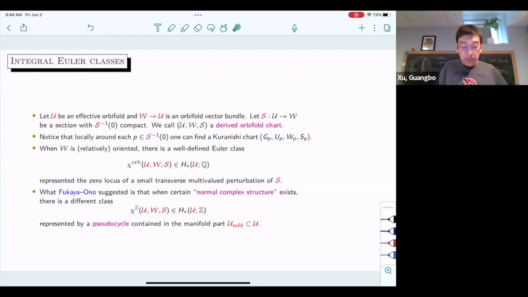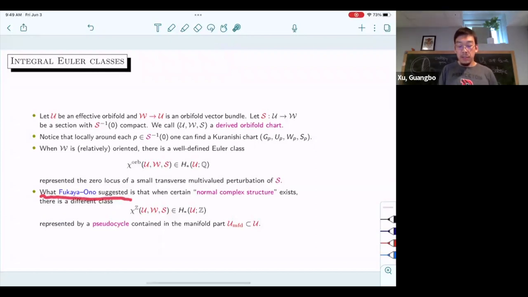Then if we have a relative orientation of this orbifold vector bundle, then classically we know we can define a rational Euler class, which is a homology class inside this orbifold. This rational class can be represented by the zero locus of a small transverse multivalued perturbation of your original reference section S.